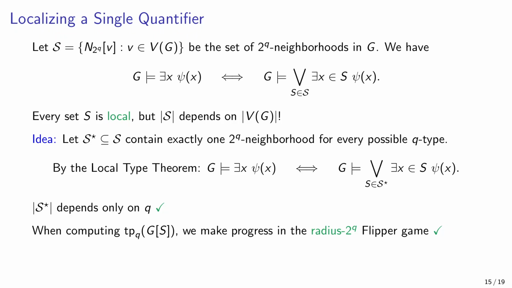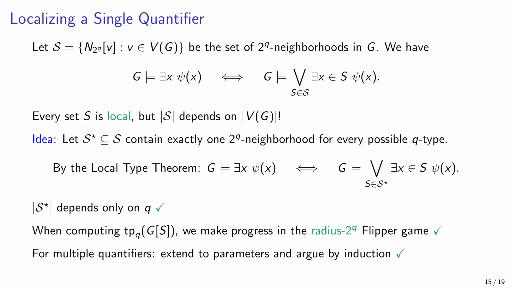And in order to do this, we actually need to compute those q-types and compare them with each other. This we can also do because we are only interested in the q-types of local sets. So we can recurse into a local component, and this is making progress in the flipper game. By induction, we can do it. So here we are playing the radius 2^q flipper game. This is very nice, and it tells us how to guard a single quantifier. If we want to guard all of the quantifiers, we have to do an induction and extend this result to also work with parameters.